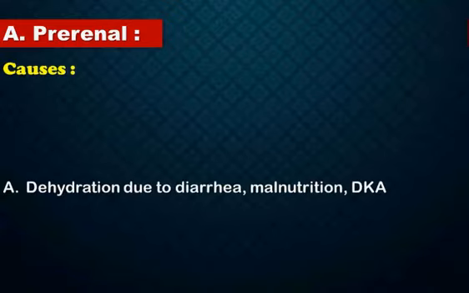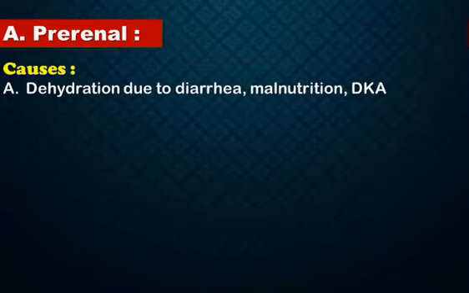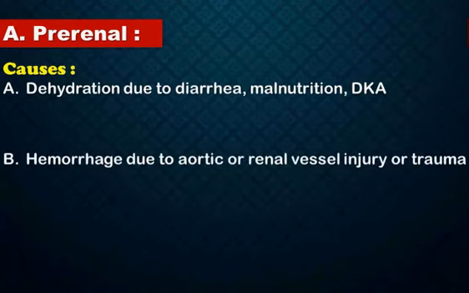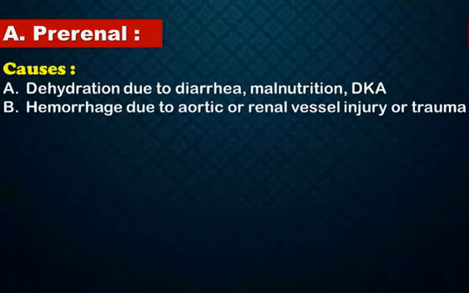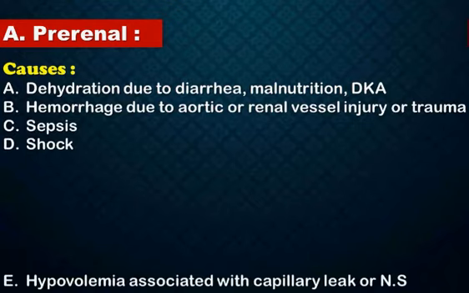Going to the prerenal causes. Of course, if I ask you, the answer will be dehydration. And the dehydration, of course, because of diarrhea and vomiting, or due to malnutrition or DKA, because the common is common. The other is hemorrhage. There is acute blood loss because of hemorrhage due to aortic or renal vessel injury or trauma. Sepsis and shock, of course, causing a decrease in the blood supply going inside the kidney.